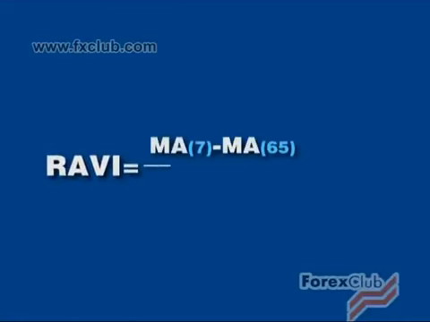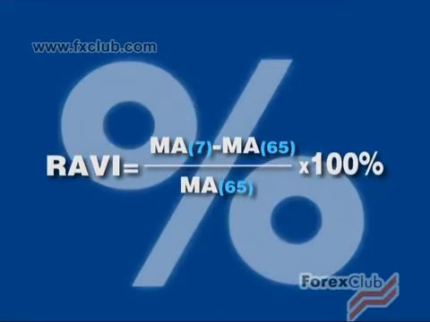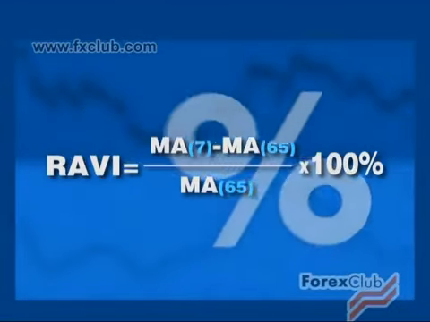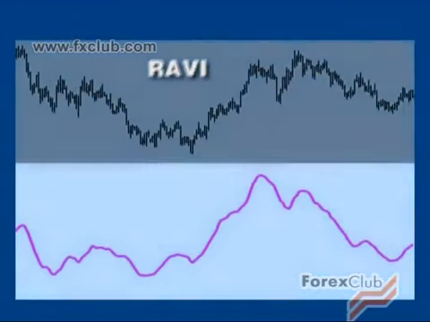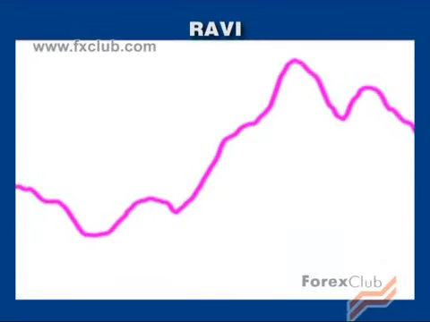For daily charts, RAVI looks like this. The difference between a 7-day moving average and a 65-day moving average over the 65-day moving average, then multiplying the whole thing by 100. First thing to note is that unlike the price oscillator, it's calculated as a percentage and not in points. Another difference is that Chand suggested using signal lines for his indicator.